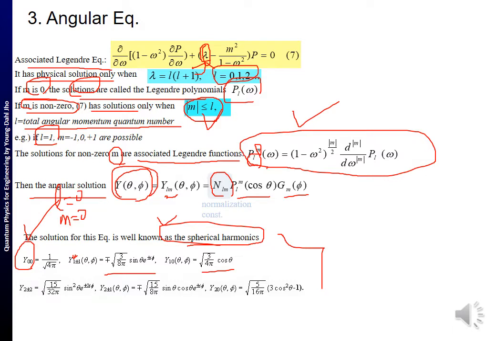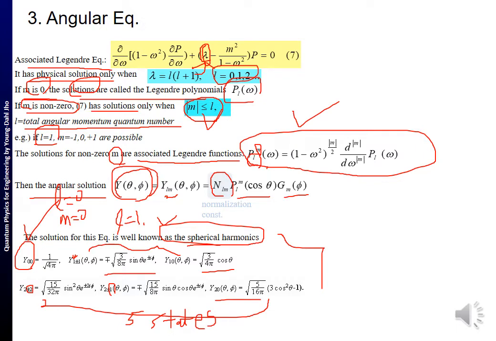Those three cases are actually L is 1, okay, and there are 5 different cases, plus minus 2 different cases, and there's another one. So there are actually 5 different states here, for L equal to 2. You don't need to remember this, but you just see the structure, right?